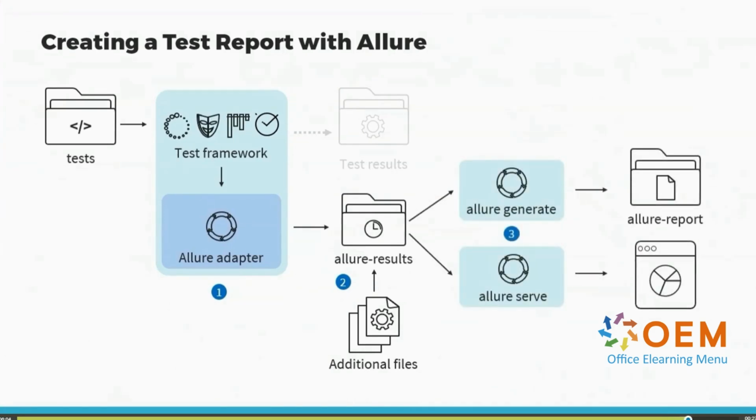Once you've generated the test report files in the Allure results folder, you can then use the Allure serve command to generate a temporary report that you can view in your browser. If you want a more permanent report, one that you can share with others, you'll use the Allure generate command to generate a permanent report, which you can then share within your team.